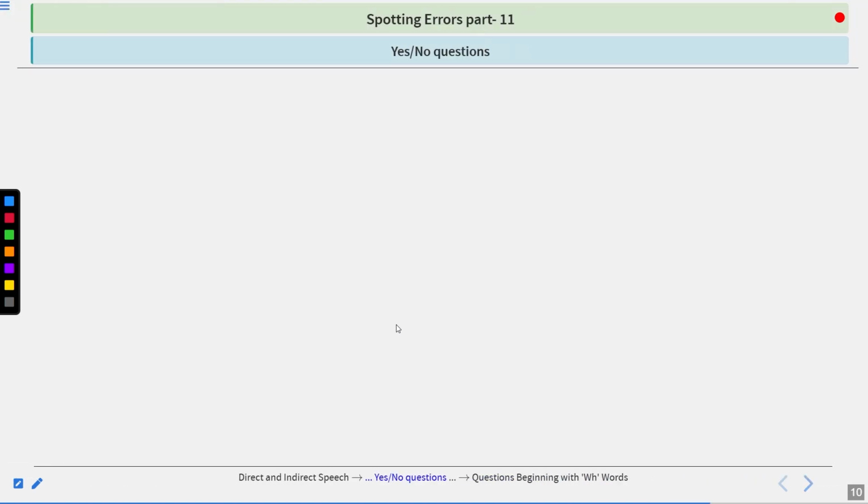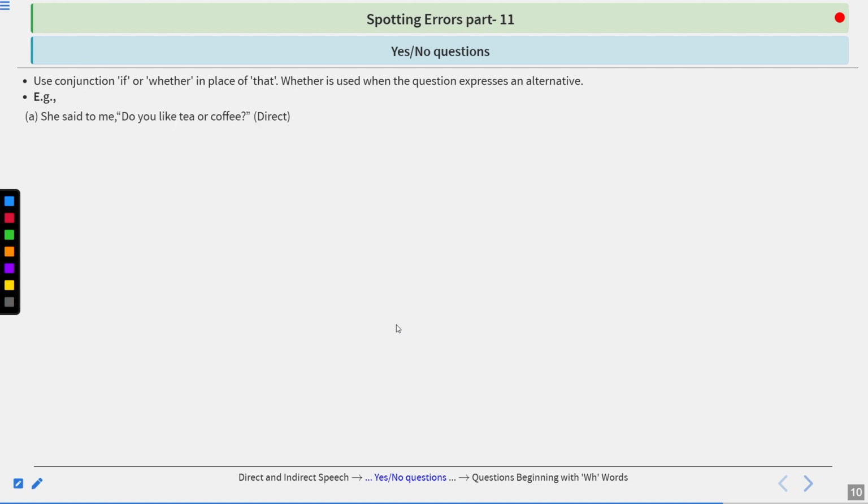Yes or no questions use the conjunction if or whether in place of that. Whether is used when the question expresses an alternative. So you have to use if or whether in place of that while making indirect speech.